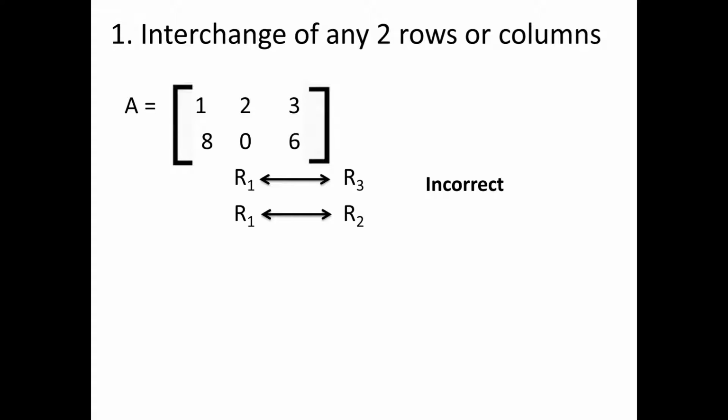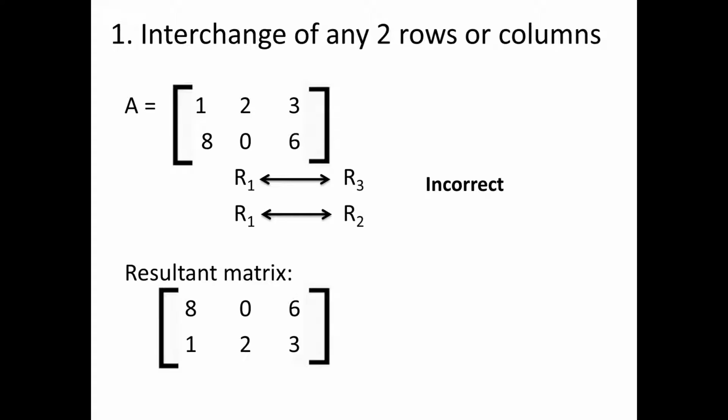Now what will we get in the result? We can form a new matrix with this transformation, and that new matrix is termed the resultant matrix. The elements of the resultant matrix are 8, 0, 6 in the first row and 1, 2, 3 in the second row. What we have done is interchange the two rows with each other. Okay. Now the question is why we are studying these things. Because we know that these concepts are helpful in the calculation of the inverse.